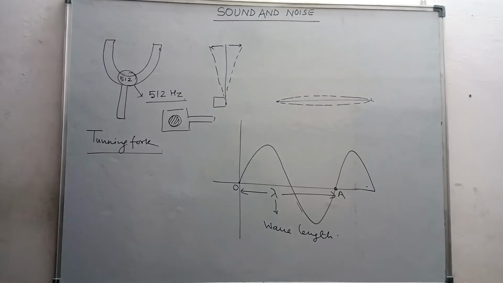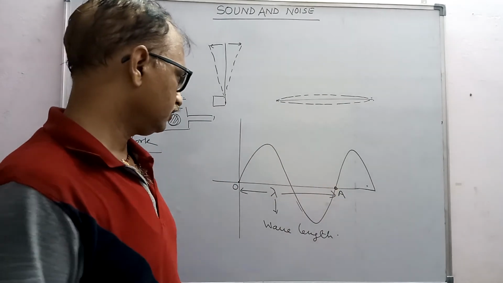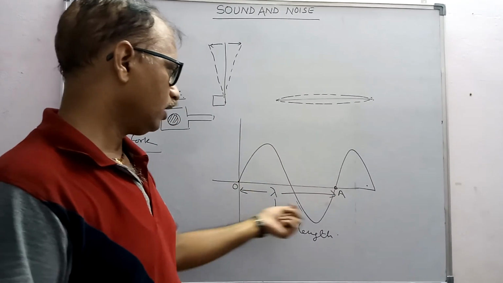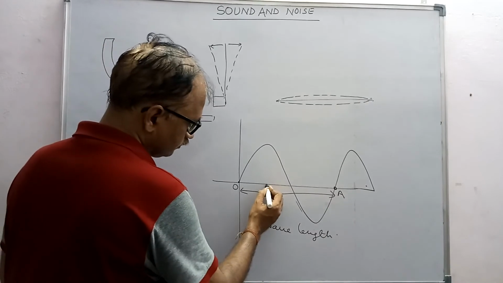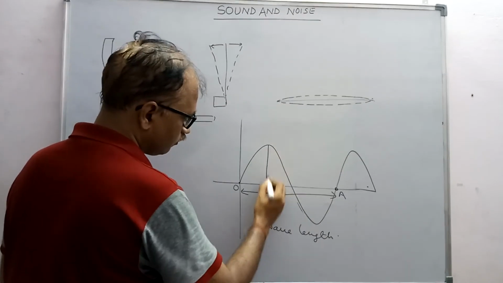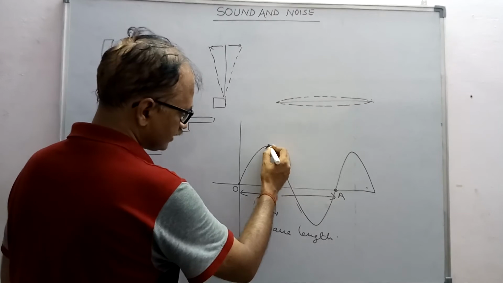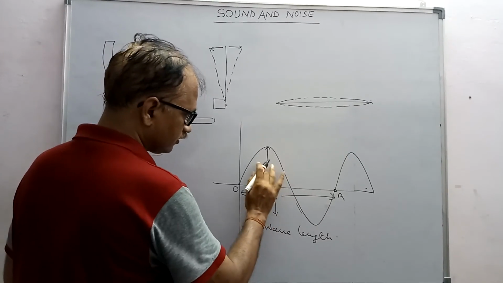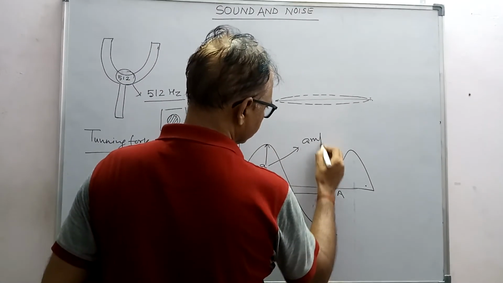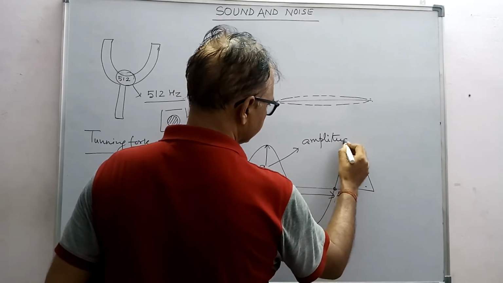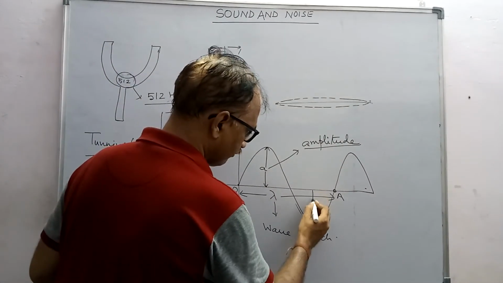So whenever an object vibrates or oscillates, it produces waves. Sound waves are produced. The distance from O to A in total is called wavelength. The maximum displacement of the wave or the oscillating particle from the mean position, this is the mean position, and this is the extreme position, is called amplitude. Maximum displacement of a particle about its mean position is called amplitude.